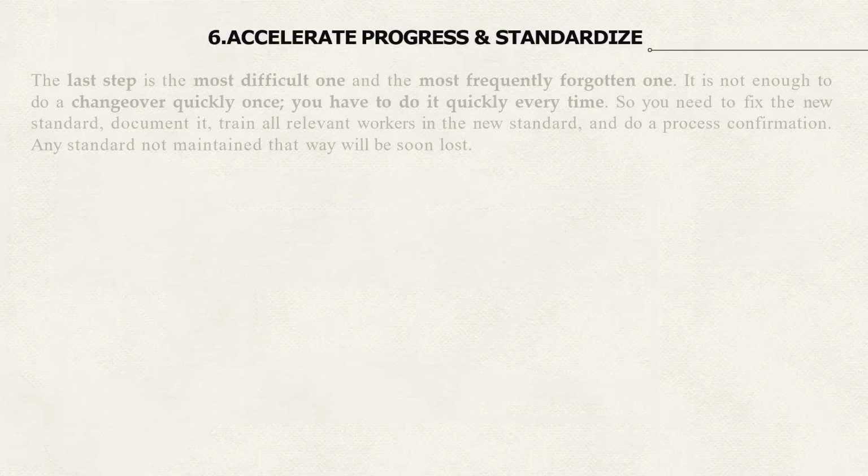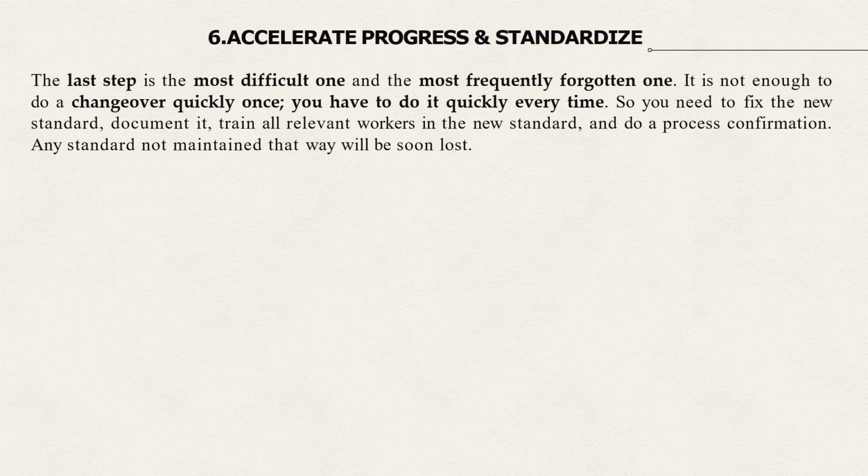The last step is the most difficult one and the most frequently forgotten one. It is not enough to do a changeover quickly once. You have to do it quickly every time. So you need to fix the new standard, document it, train all relevant workers in the new standard, and do a process confirmation. Any standard not maintained that way will soon be lost.